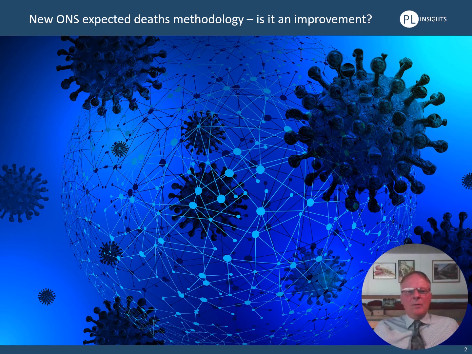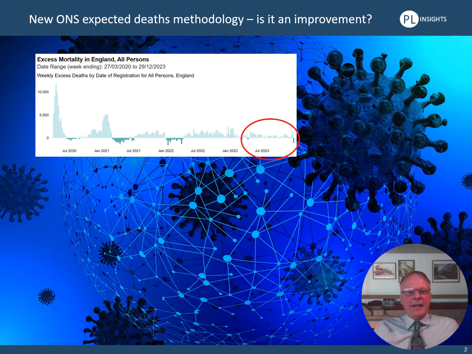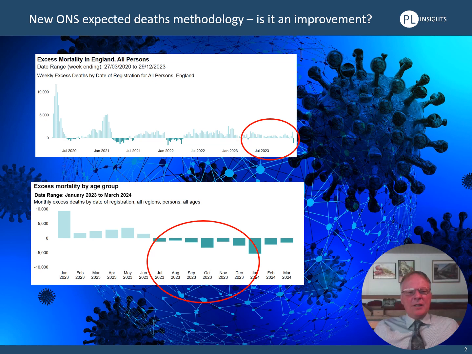In this edition, we're going to take a look at how a government department can produce a chart like this, which seems to show positive excess deaths in the second half of 2023, and then shortly afterwards, a chart like this that appears to show negative excess deaths in the second half of 2023.